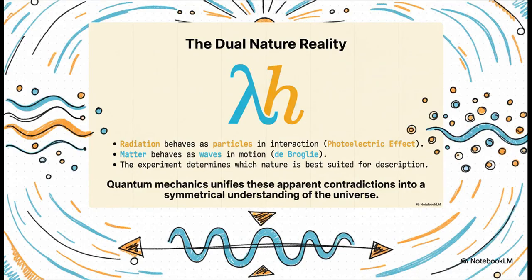The final answer is, it's both. And at the same time, it's neither. The universe, at its most fundamental level, has this dual nature. Things we've always thought of as waves, like light, act like particles when they start interacting with stuff. And things we've always thought of as solid particles, like electrons, act like waves when they're just moving around. It all depends on what kind of experiment you do. That's what determines which personality you get to see.